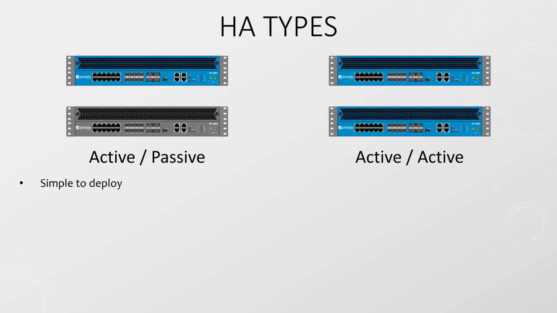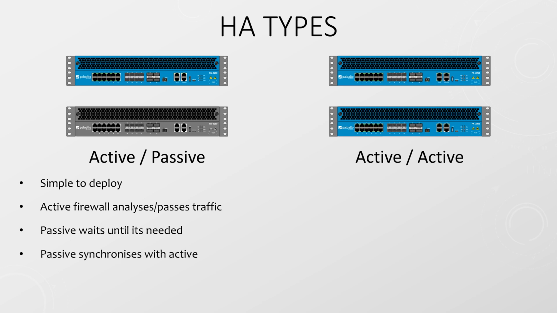Active-passive is the simplest type of HA to deploy. In this model, one firewall is analyzing and passing the traffic, learning routes from routing protocols, maintaining information about sessions, and so on. The second firewall is turned on and physically connected to the network, but it does not do much. That's why it's called a passive firewall. It's just waiting until it's needed. It will synchronize information from the active firewall, such as firewall configuration, session information, and things like this. If the active firewall fails, the passive firewall is there to take over.